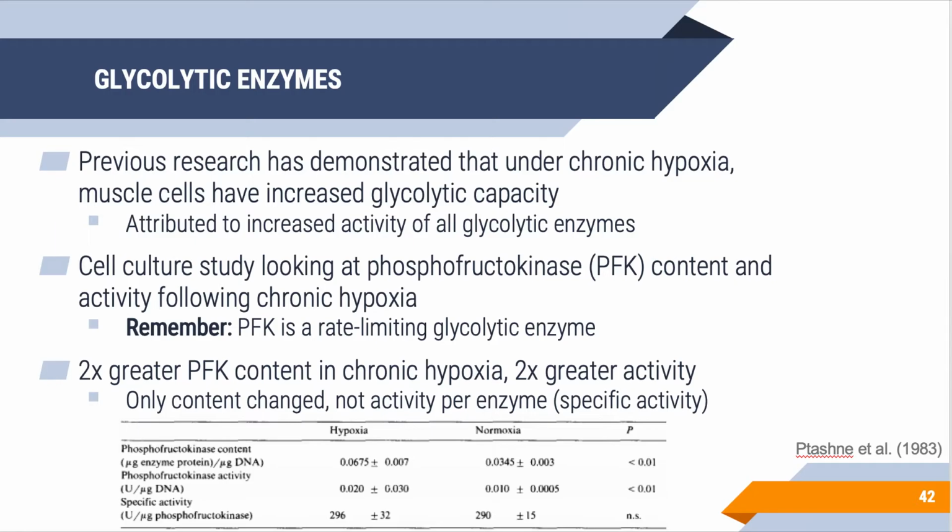So remember, phosphofructokinase, or PFK, is the rate-limiting step for glycolysis. And what they found in this study was that there was a 2 times greater PFK content in chronic hypoxia, which was matched with a 2 times greater activity.